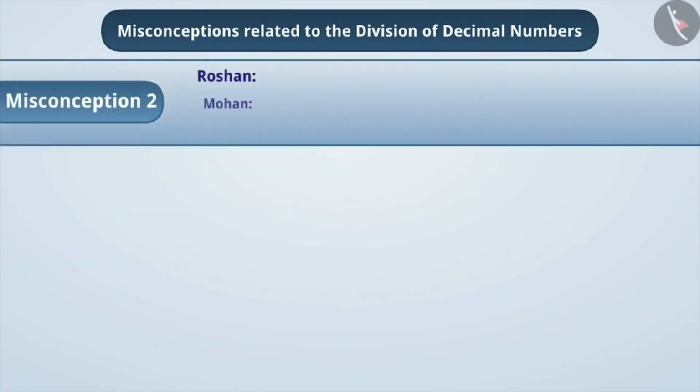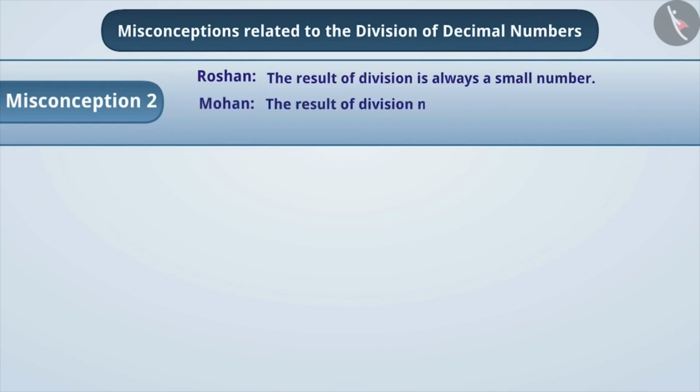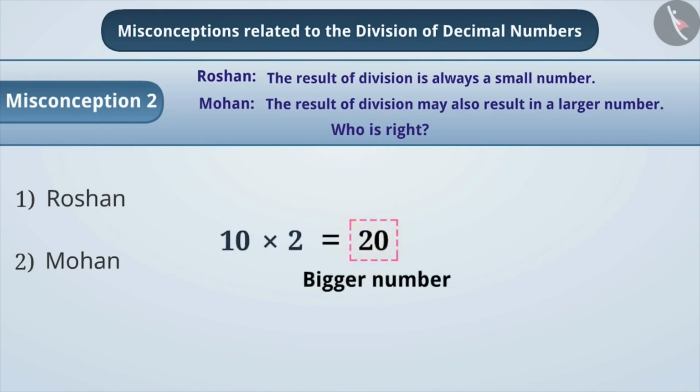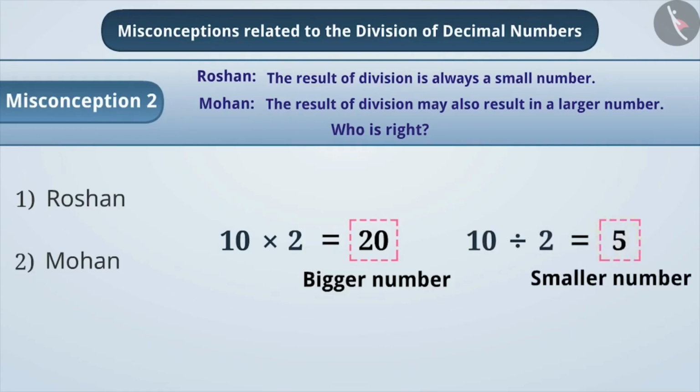Misconception 2. Roshan and Mohan were discussing the concept of division. Roshan said that the result of division is always a small number, while Mohan said that the result of division can be a large number as well. So tell us who is right. Some students have this misconception that the result of multiplication is always a large number. Similarly, they also have the misconception that the result of division is always a small number.